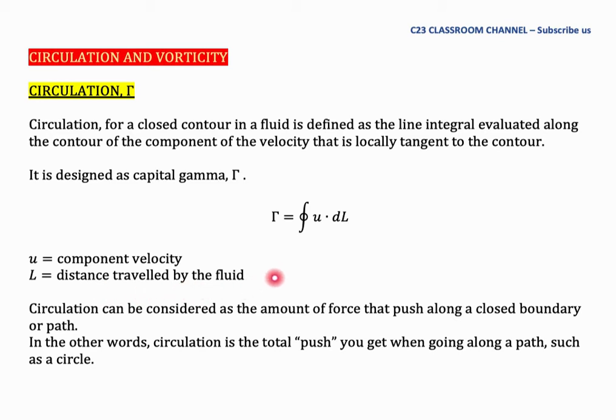Circulation can be considered as the amount of force that pushes along a closed boundary or path. In other words, circulation is the total push that you get when going along a path such as a circle.